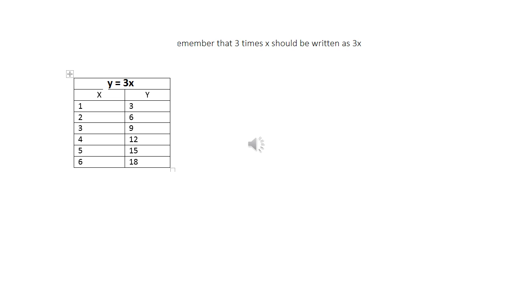We've decided that 3 times x equals y. 3 times the input is the output. One thing you want to remember is that 3 times x, or x times 3, should be written as 3x. So the formula we would use for this is y equals 3x. Okay, so if you look at the first line, 3 equals 3 times 1. Then 6 equals 3 times 2. Then 9 equals 3 times 3, and so on.